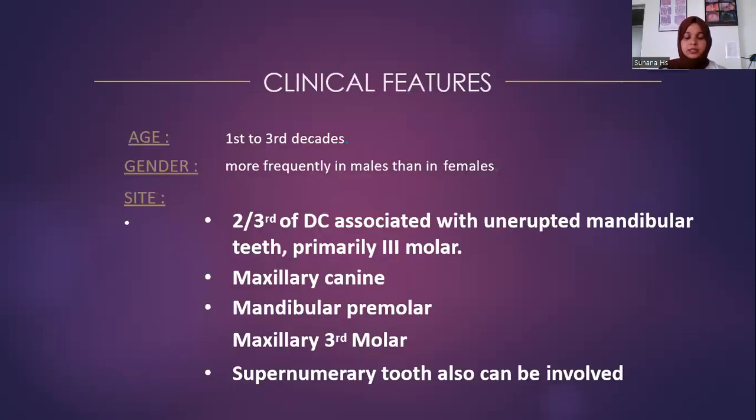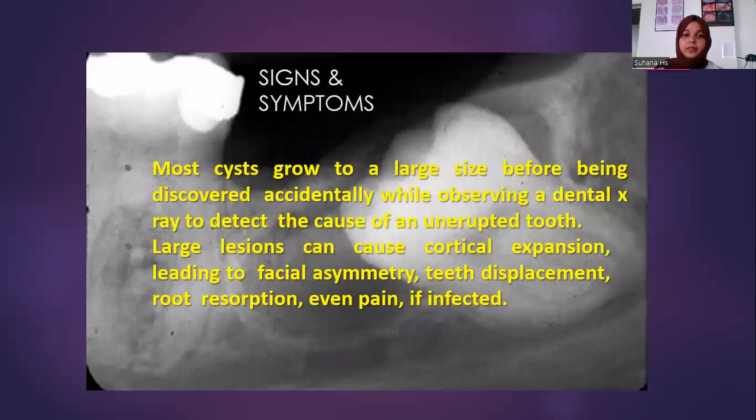Coming to the clinical features, it is most commonly seen in the younger age group, that is the first to third decade of life, and more commonly in males than in females. The common site for the development of dentigerous cyst is the mandibular third molar region. Then it is also seen in the maxillary canine, mandibular premolar, and maxillary third molar. Supernumerary teeth can also show dentigerous cyst formation.